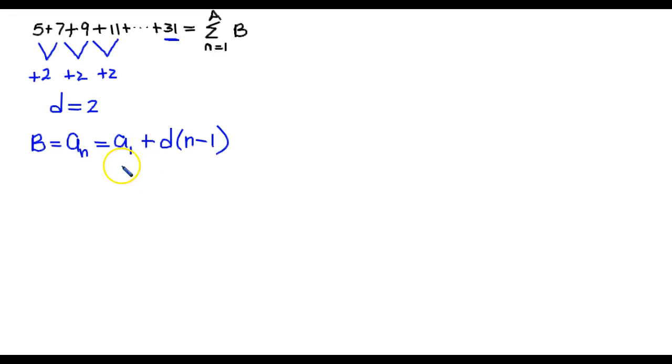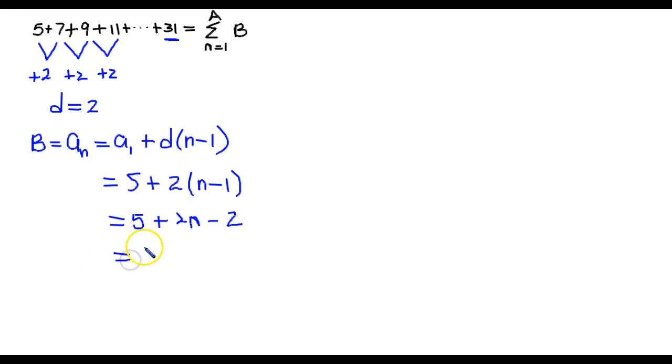In this particular case, our first term is 5. So our a sub n is going to be equal to a sub 1, which is 5, plus d, our common difference, which is going to be 2, times n minus 1. I'm going to distribute my 2. So 5 plus 2n minus 2, and if I combine my like terms, I end up with my nth term being 2n plus 3. So b, which we know is going to be a sub n, is equal to 2n plus 3. Well, let's check to see if this works.